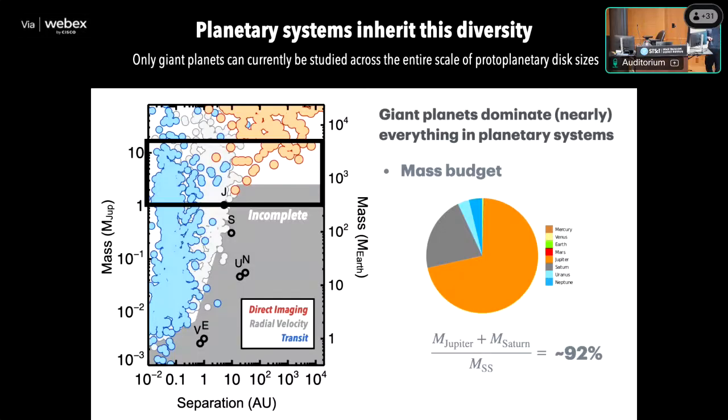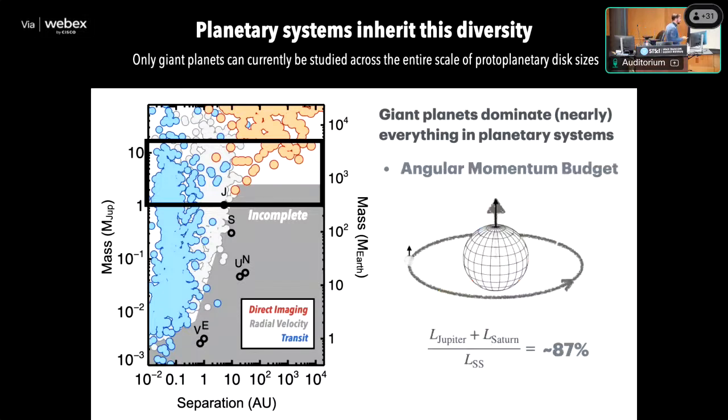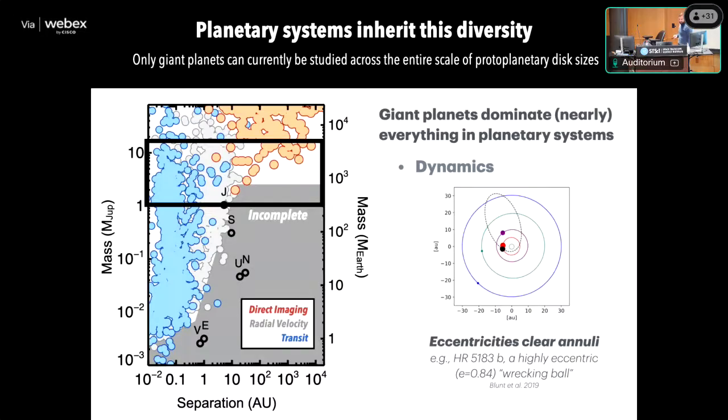And so why are giant planets interesting? They dominate the mass budget of planetary systems. For the solar system, it's about 90% in total mass of the planets, and about 90% of total rotational and angular momentum. Giant planet dynamics impacts all the other planets and the possibility of other planets residing in dynamically stable regions, especially if they take on large eccentricities. So not only will they carve out some annulus, but that annulus will grow as the eccentricity of that planet grows.